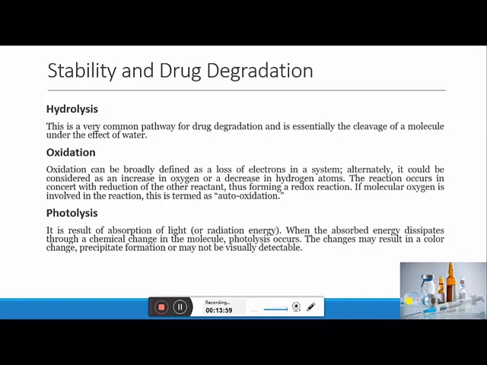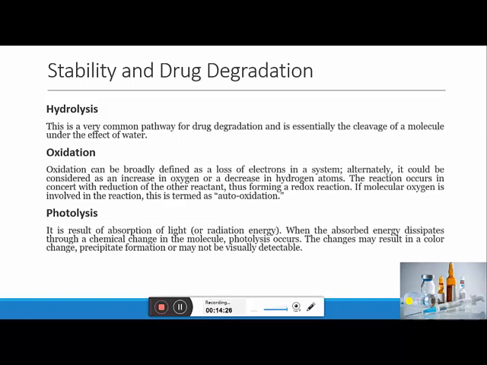Another class is photolysis. So what is photolysis? Photolysis is when a substance absorbs energy and that absorbed energy leads to chemical modification of the structure. It is called the photolysis. These changes may be visible because of changes in the color of the solution or precipitation formation, and sometimes these kinds of changes are not even detectable.